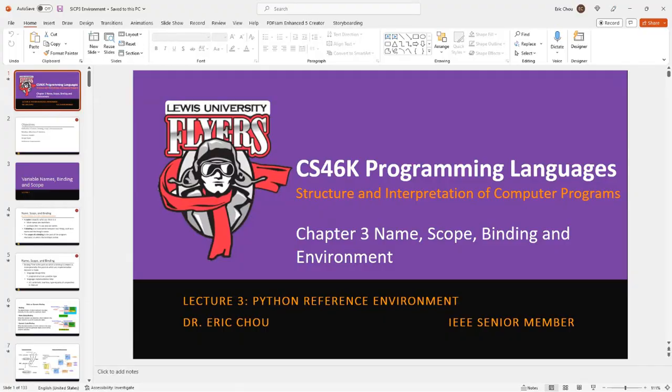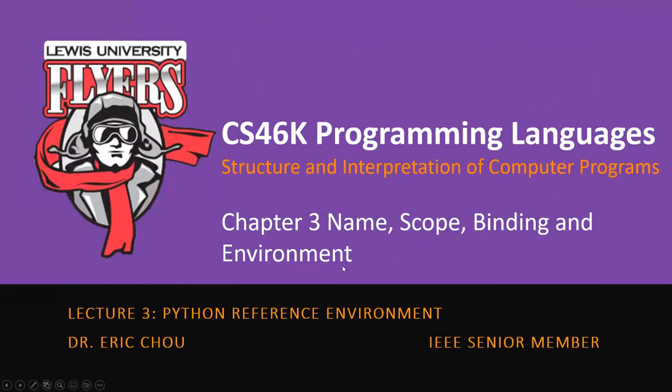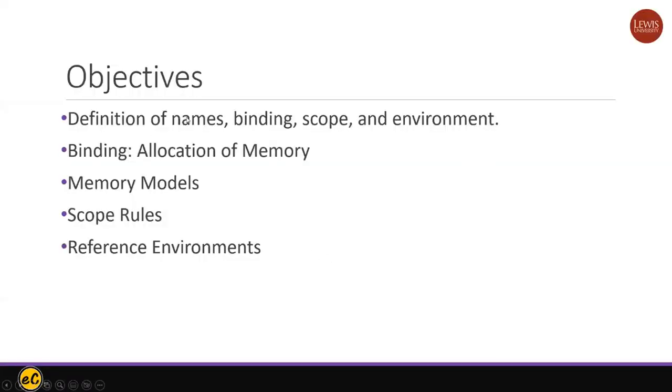Okay, chapter 3 is talking about the reference environment and how it works. It's about name, scope, binding, and environment. First you need to know about every single word precisely. You need to know about the allocation of memory, and what the scope rule is. Every language has a different scope rule and reference environment.